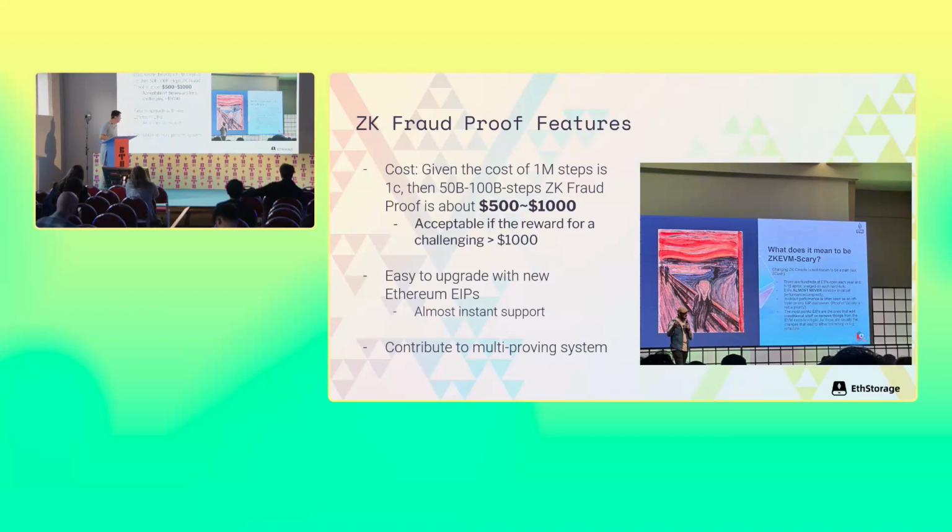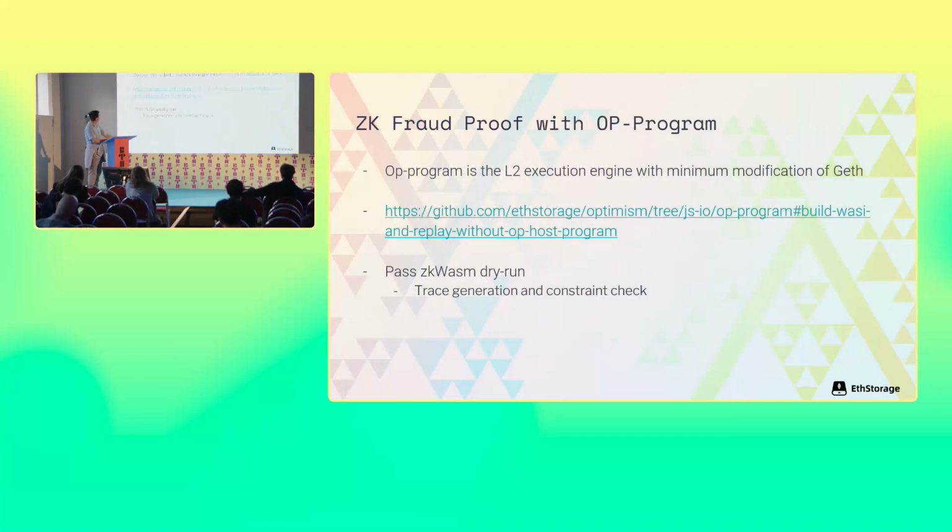And this will also help to contribute to the multi-proving system that we also participate in with Zhou and also O1 Labs. We are able to compile the layer 2 execution engine, that is OP Geth, with some minimum modification of the Go Ethereum, but generally basically some I/O adaptation. And so now we are able to generate the whole Wasm, compile it, and then prove it using the whole zkWasm setup.